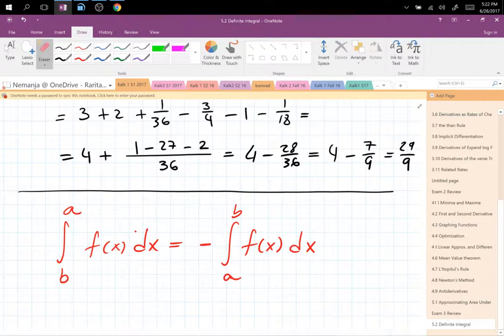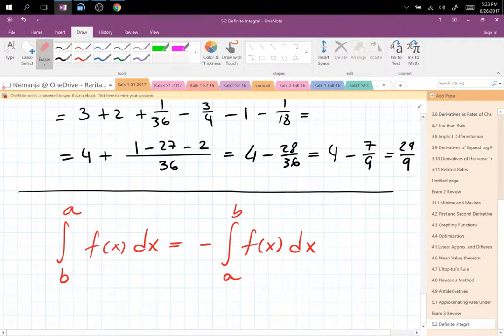The proof for this is very easy because remember that in the antiderivative you either have f of b minus f of a or f of a minus f of b. Well, if you try to commute the subtraction, you have to use the negative sign in front.